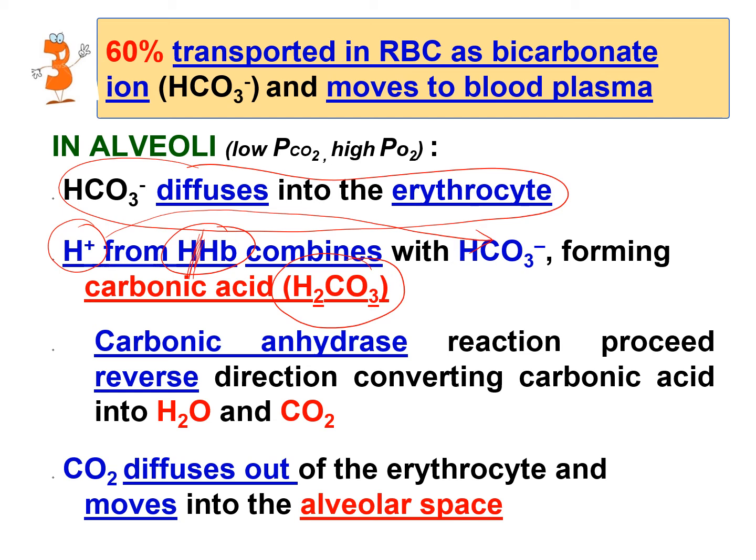Okay, the enzyme carbonic anhydrase will proceed catalyzing the conversion of carbonic acid to carbon dioxide and H2O. So it can do reversible work, carbonic anhydrase. Then carbon dioxide diffuses out of the erythrocyte and moves to the alveolar space.